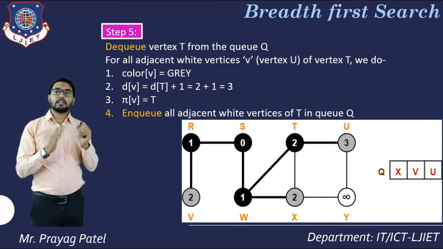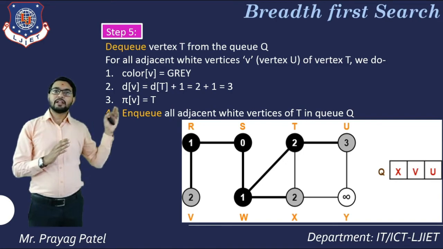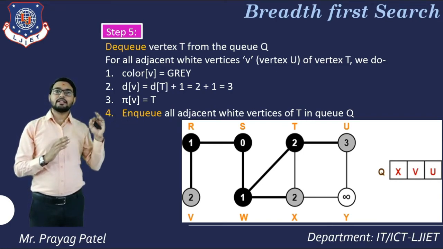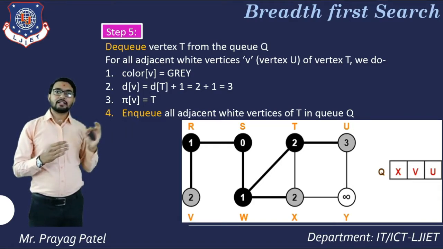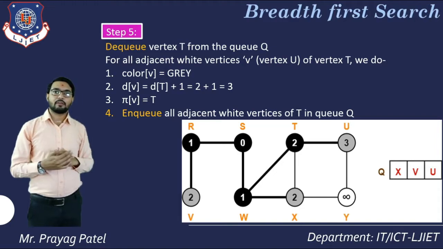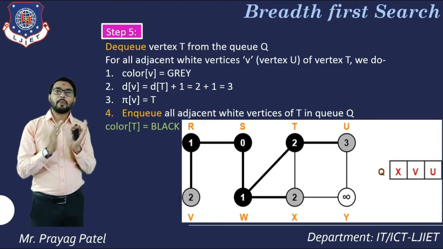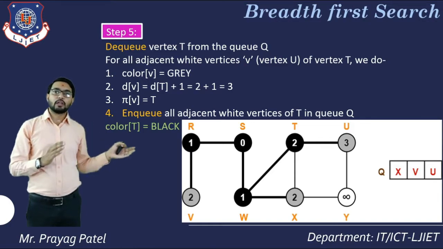And the next step is to insert the neighbors, the white vertices of the particular node T. So here in Q go all the adjacent white vertices of T. Consider this as the fourth step. Now after performing this operation, node T becomes a black node because the children of node T are done. So here the color of T equals black.